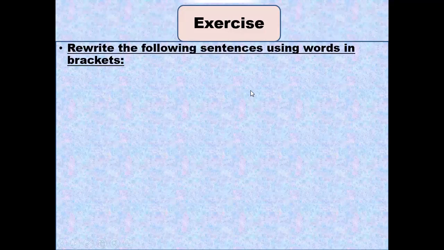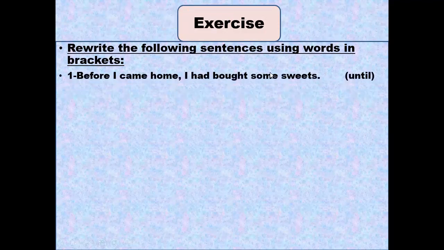Rewrite the following sentences. By the time is equal to before. It must be followed by past simple, the second action. Rewrite the following sentences using words in brackets. Number 1, before I came home, I had bought some sweets. Who can use in this sentence until?